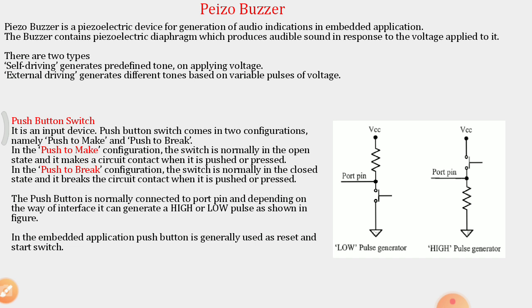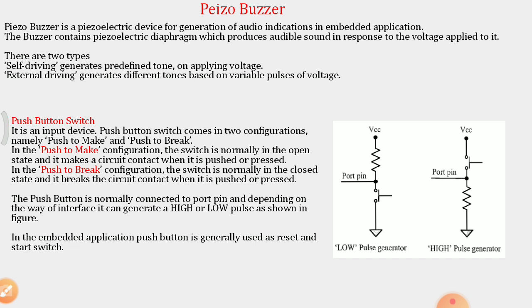Next is the push button switch. Here it is an input device. A push button switch comes in two configurations: push to make and push to break. In the push to make configuration, the switch is normally in the open state and it makes a circuit contact when it is pushed or pressed.